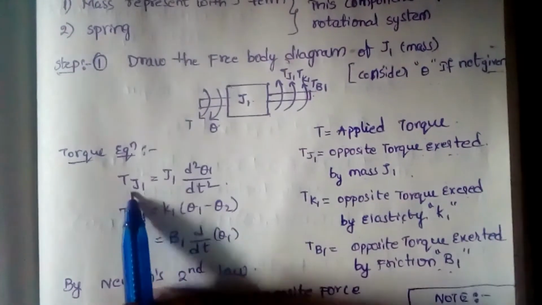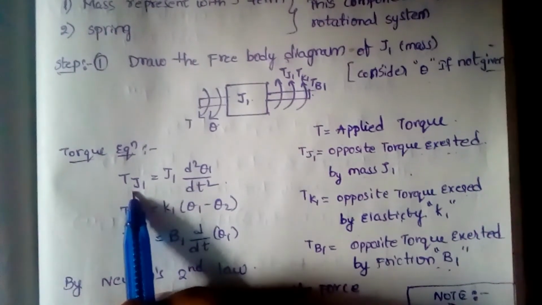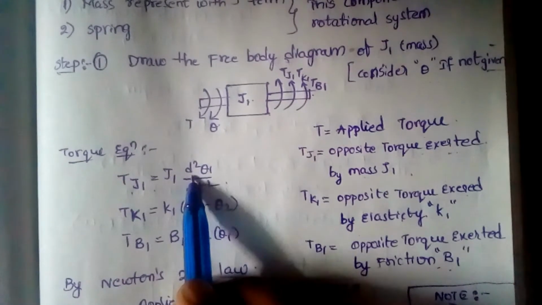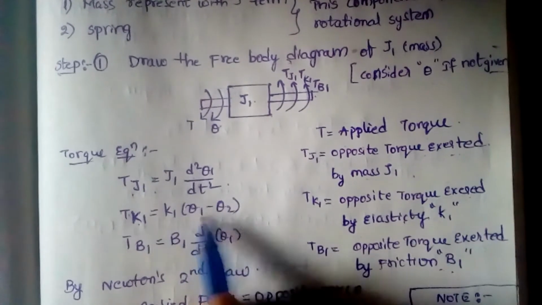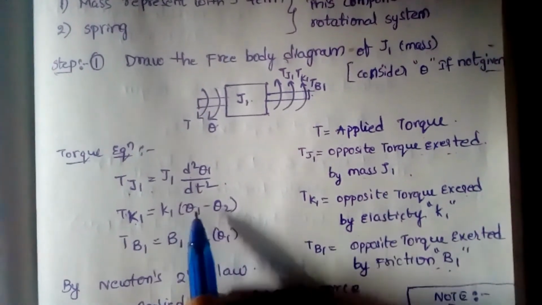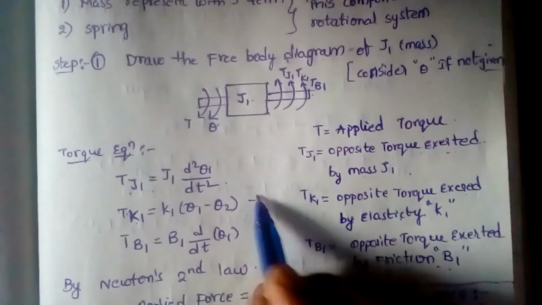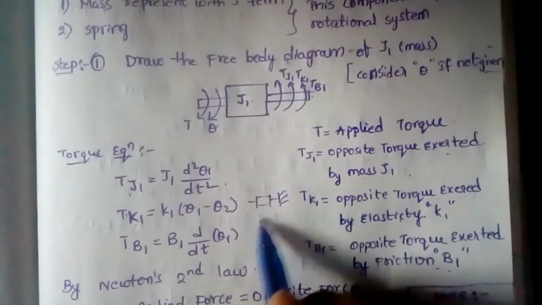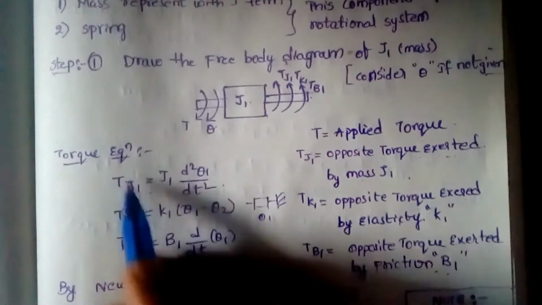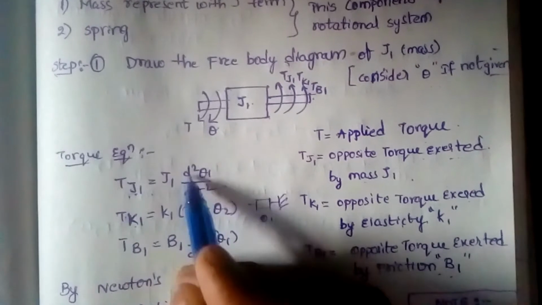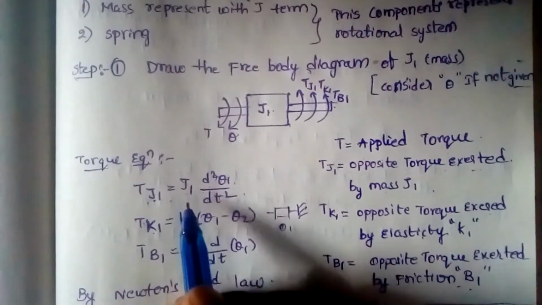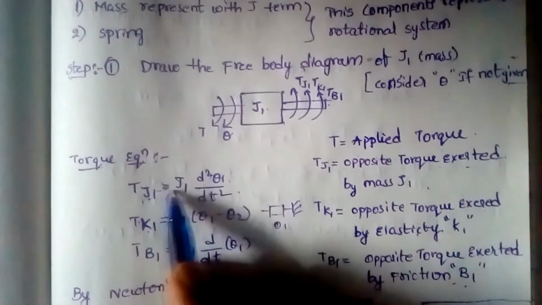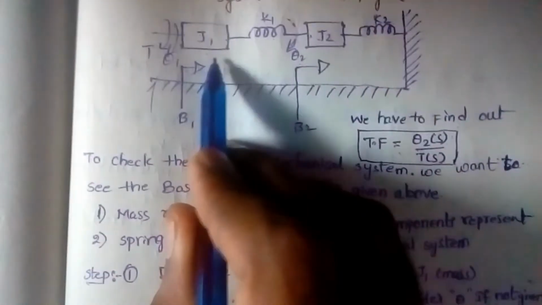Here, for the torque equations, you have to know the basics. Simply, when there is a mass, there is a double derivative. When there is a spring element tied at two ends, it is theta 1 minus theta 2. If only one end is tied and the other end is tied to a reference, then it is only theta 1. First we go to the image. Mass block means d square theta 1 by dt square. J1 is the mass constant, a directly proportional constant.